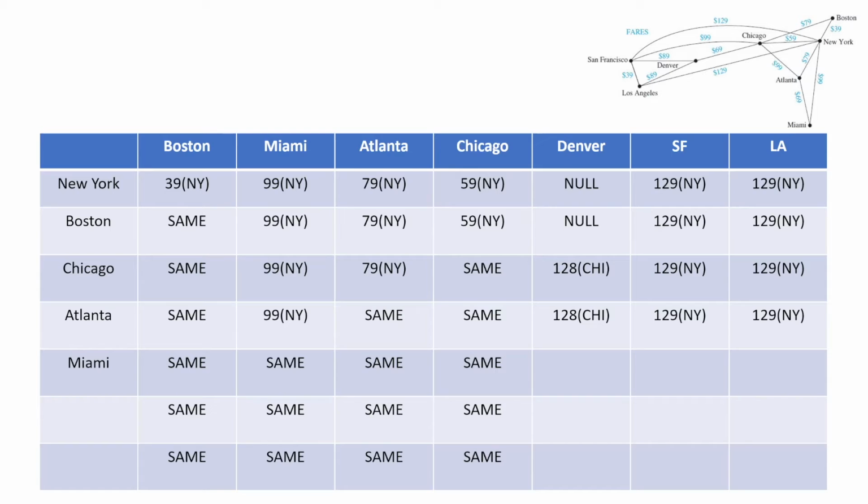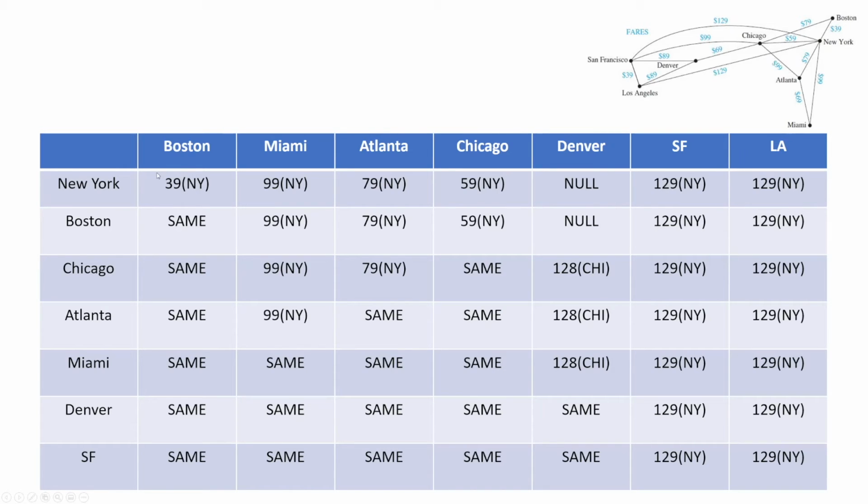Our next lowest is going to be Miami. We set the row values to same. Denver is still $128 from Chicago. San Francisco is $129, and Los Angeles is still $129. Next we have Denver. We set the row values to same. San Francisco is $129 still from New York, same with Los Angeles, and then I just chose San Francisco to go off next. So it's $129 from New York, and Los Angeles has $129 from New York.